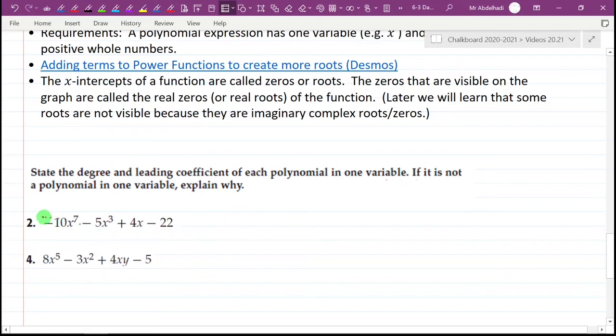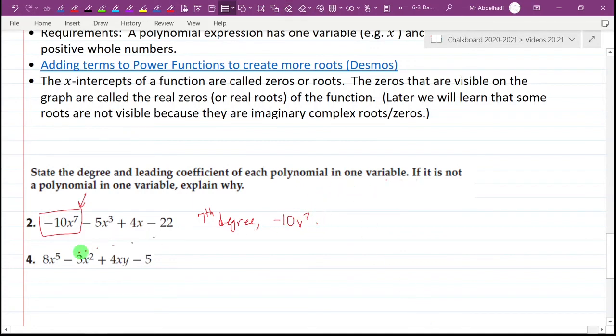Well, the degree would be the lead term. What is the power of the lead term? It's a 7th degree. So state the degree, 7th degree. The lead coefficient is -10, or the lead term is -10x to the 7th. I don't know if they want the term or the coefficient. Either way. All right, and that's it.